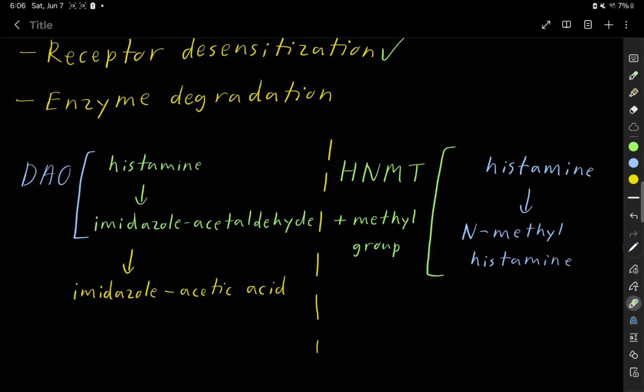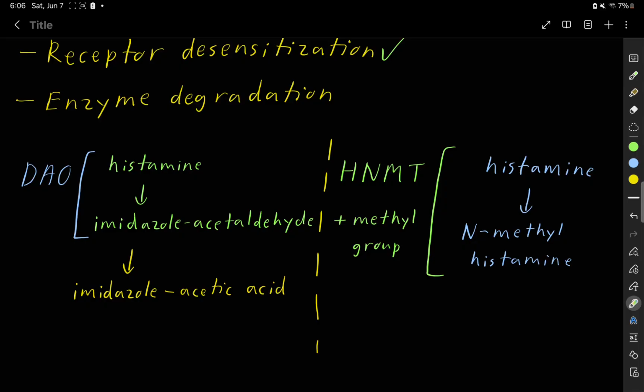So your first enzyme, diamine oxidase or DAO, turns histamine into imidazole acetaldehyde, effectively deactivating it. And this can be further turned into imidazole acetic acid. Note that the word imidazole refers to the imidazole ring structure, which is the foundation or the backbone of histamine.